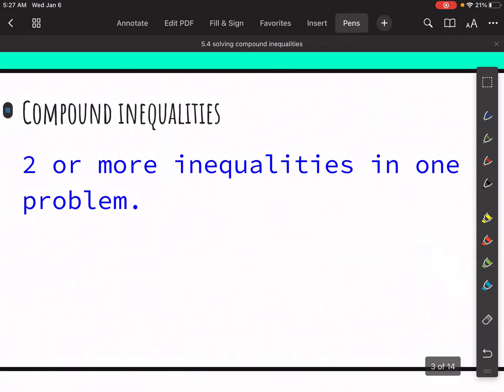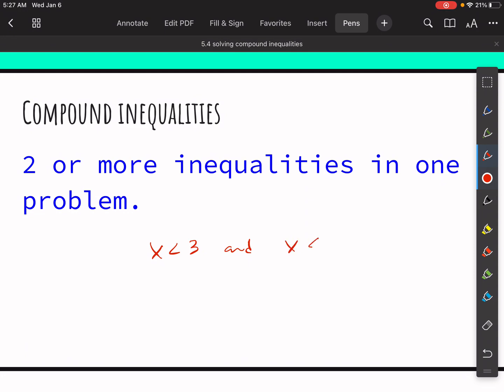So what is a compound inequality? It's simply two or more inequalities that are in one problem. So we might see things like x is greater than 3 and x is less than 9. If I have two inequalities like that, it's just telling us to look between 3 and 9, right?